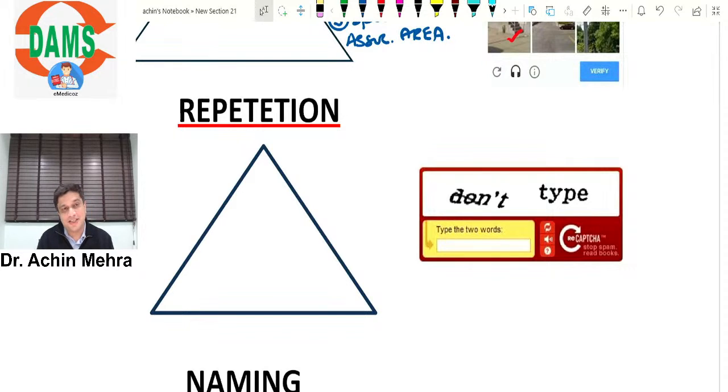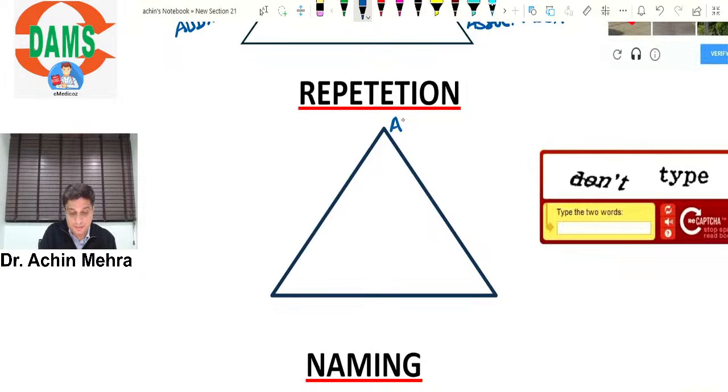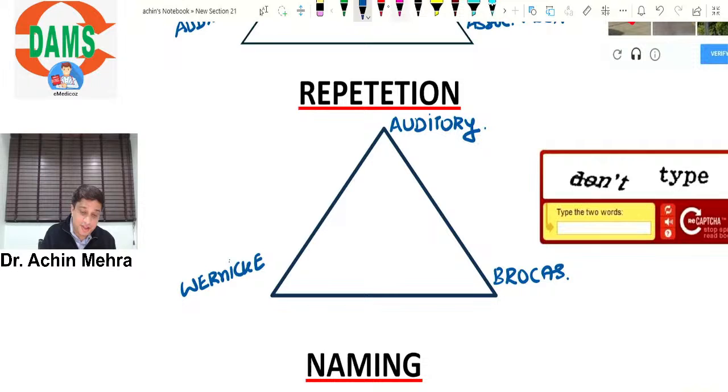Now for repetition, for example, I'll give you a simple thing to repeat with me, 1 plus 1. If you understand it, you'll make it as 2, but you don't want to understand it. You just want to repeat the words 1 plus 1. So please remember, for repetition, the input comes through the auditory route, and you require the Wernicke's area and the Broca's area with intact fibers between the two, known as the arcuate fibers.